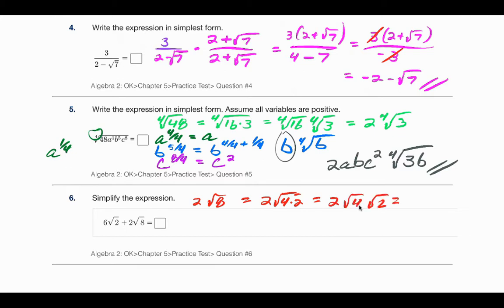You know that the square root of 4 is 2. So I'll have 2 times 2 times the square root of 2, which is just 4 times the square root of 2. So now I do have it as the square root of 2, so I can have 6 root 2 plus 4 root 2. And when I work that out, now I can just add the numbers in front. So I'll have 10 root 2.